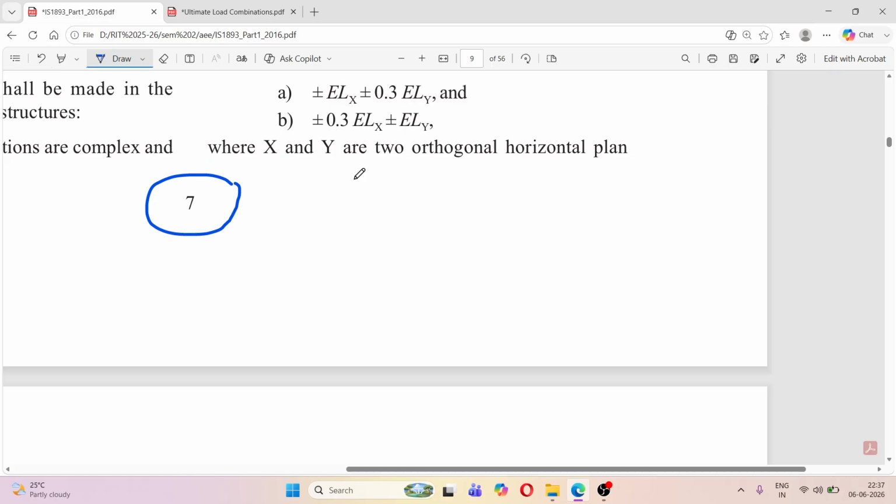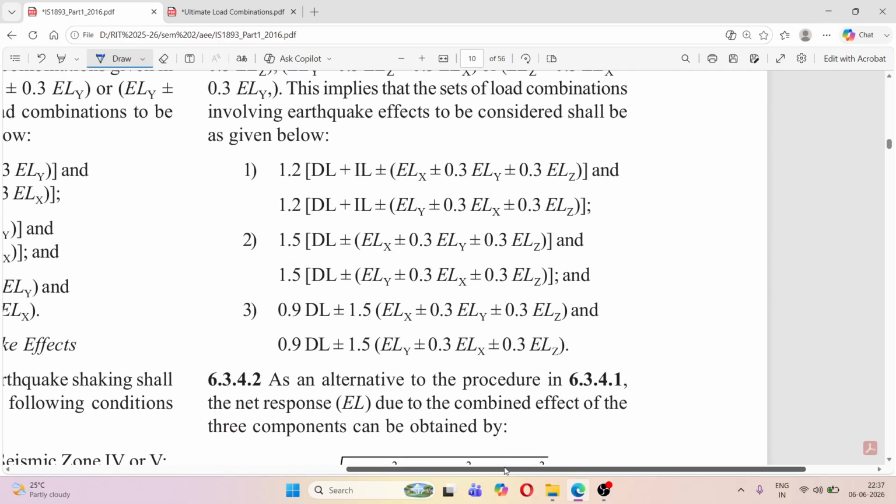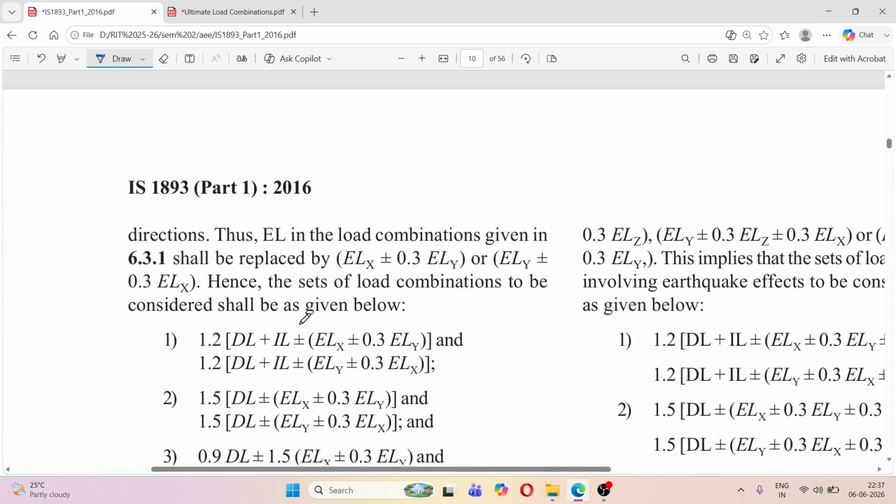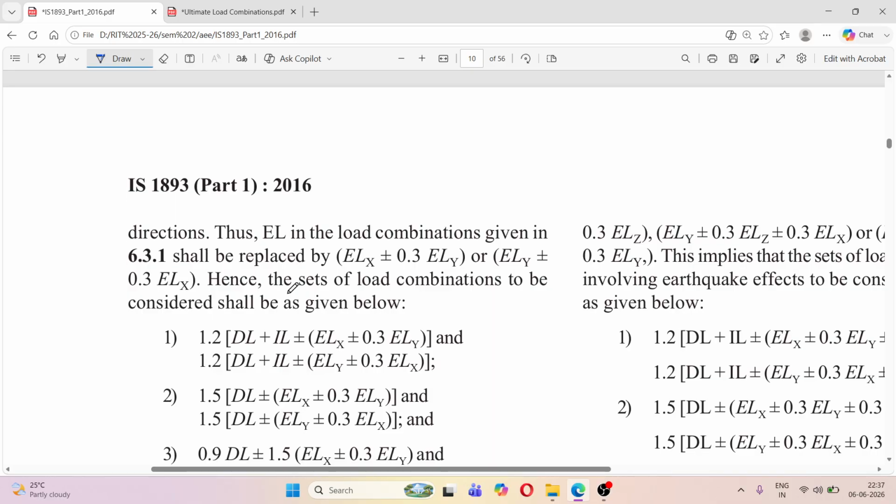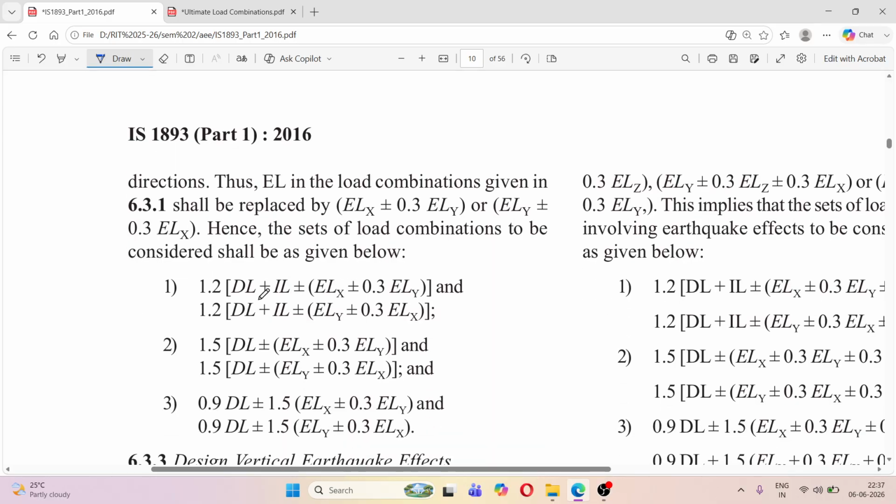That means suppose this is your plan and these are your directions, and suppose the columns and shear walls are oriented at some angle theta, then you have to consider this. They have explained here how to incorporate this, or I can give you one example.